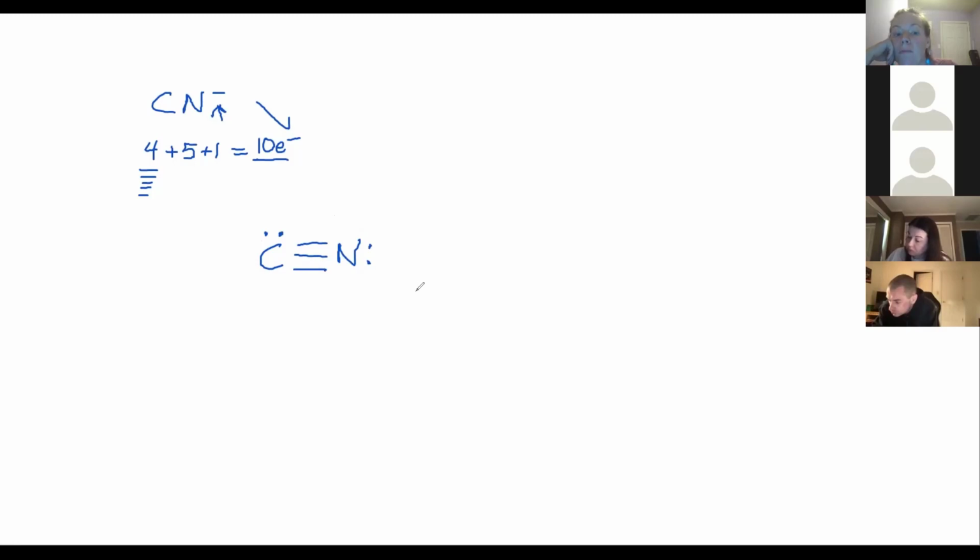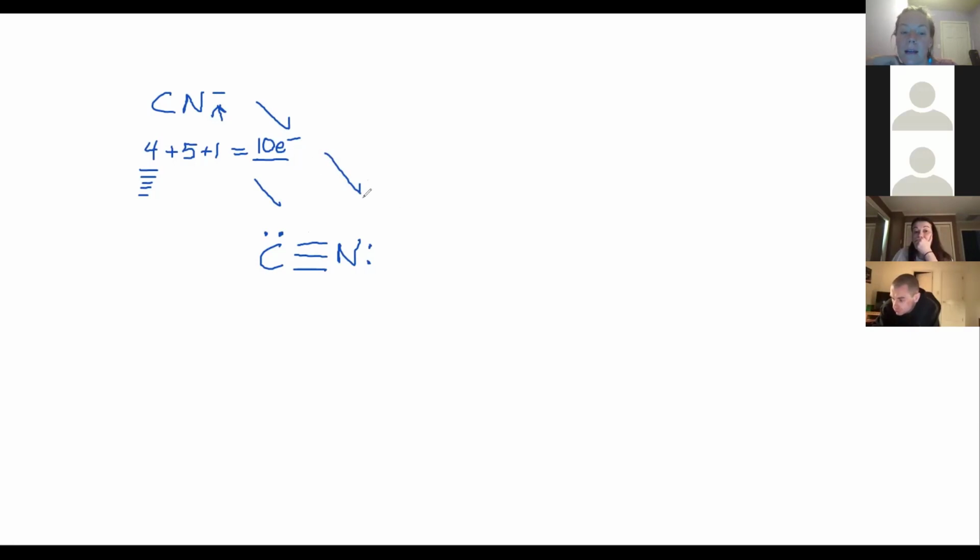Again, anytime I move electrons around, I always double check and make sure that I haven't done something to the total number. So I need to have 10 electrons, 2, 4, 6, 8, 10. We still have 10 electrons on the board. Carbon has access to 2, 4, 6, and 8. Carbon is happy. Nitrogen has access to 2, 4, 6, and 8. Nitrogen is also happy. So this is the structure.